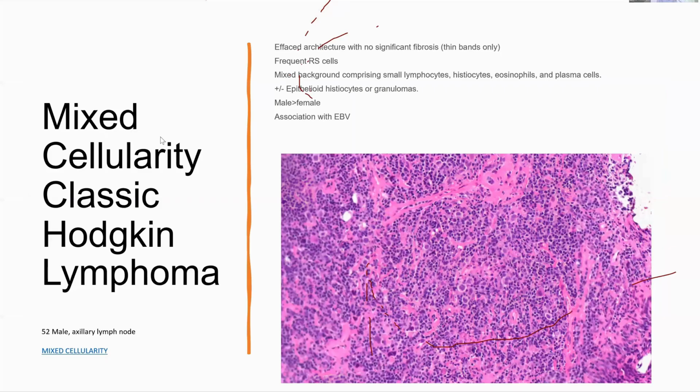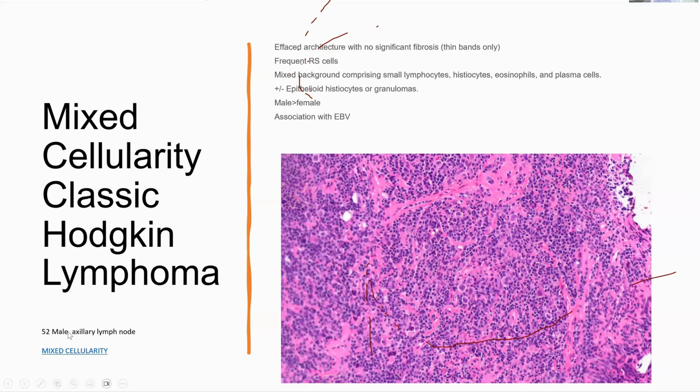We'll move to the other area. It's the mixed cellularity classic Hodgkin lymphoma. What you see is effaced architecture with no significant fibrosis. You allow some thin bands only, but not thick fibrous bands. You will see frequent RS cells. There will be a mixed background comprising small lymphocytes, histiocytes, eosinophils, and plasma cells. Neutrophils tend to be less common in this subtype. And you will see epithelioid histiocytes or granulomas. It has male more than female predominance and more association with EBV.